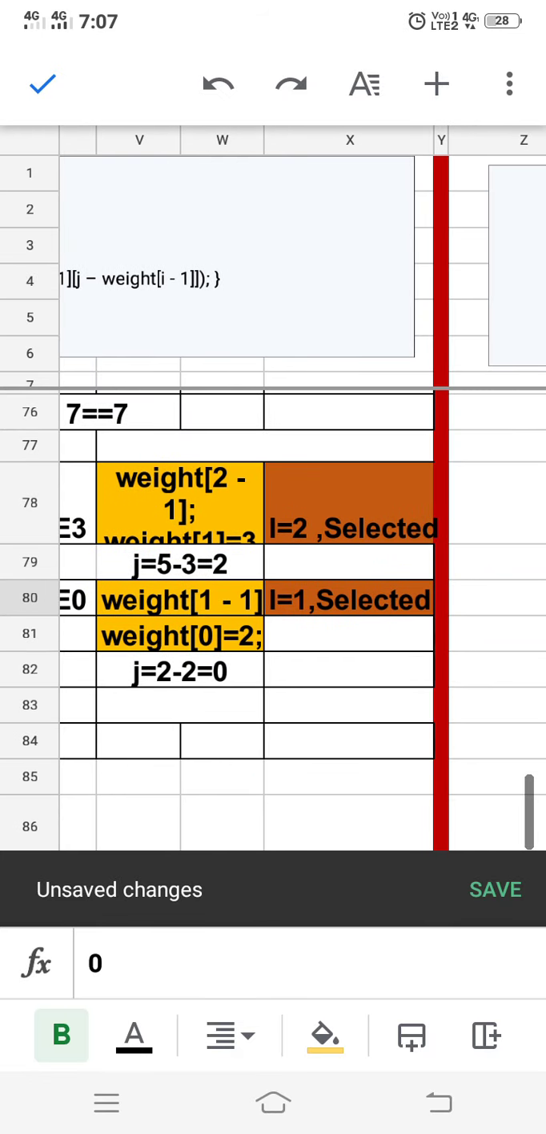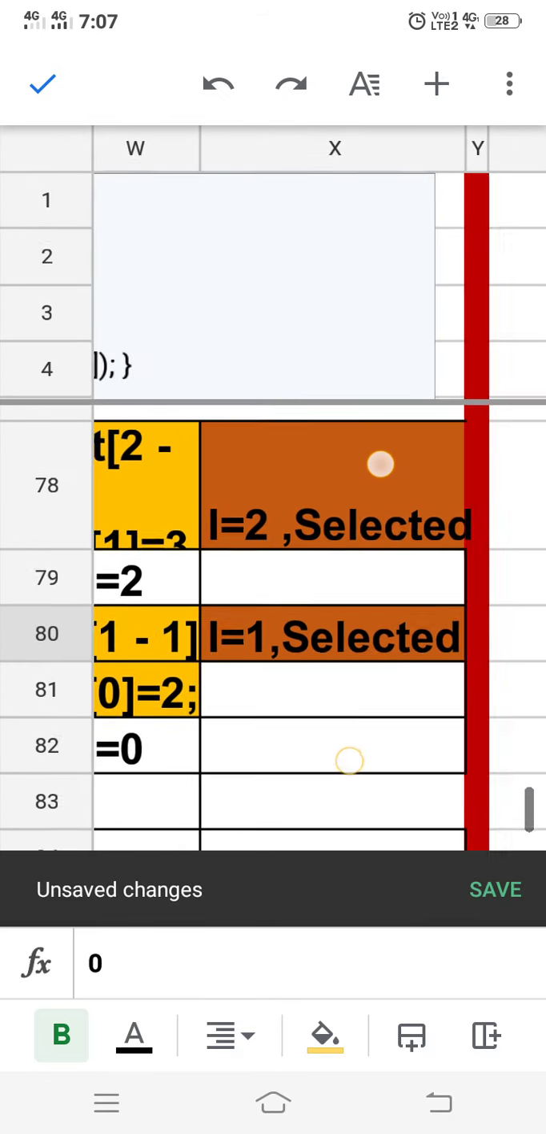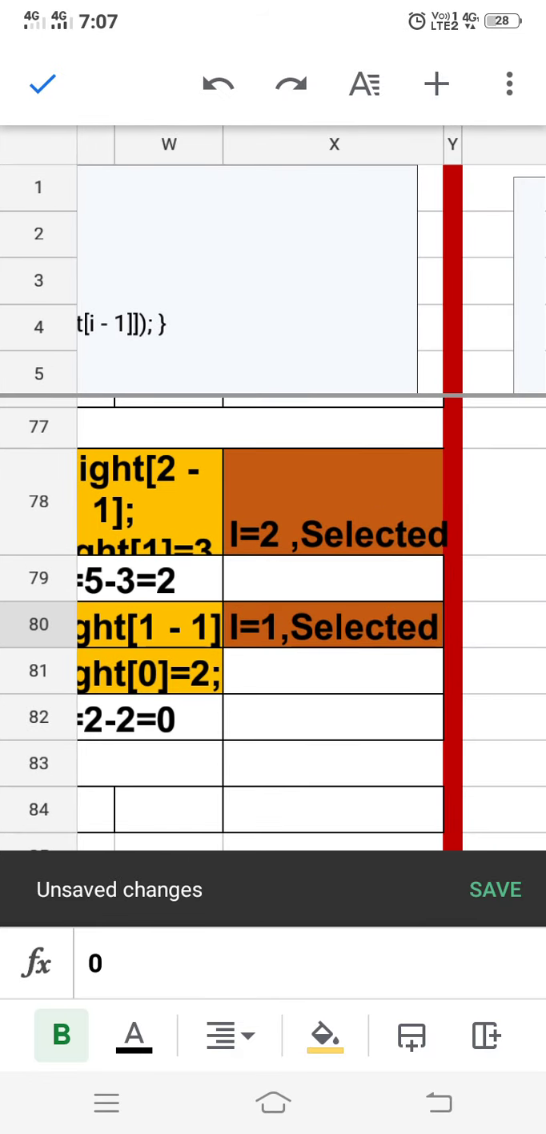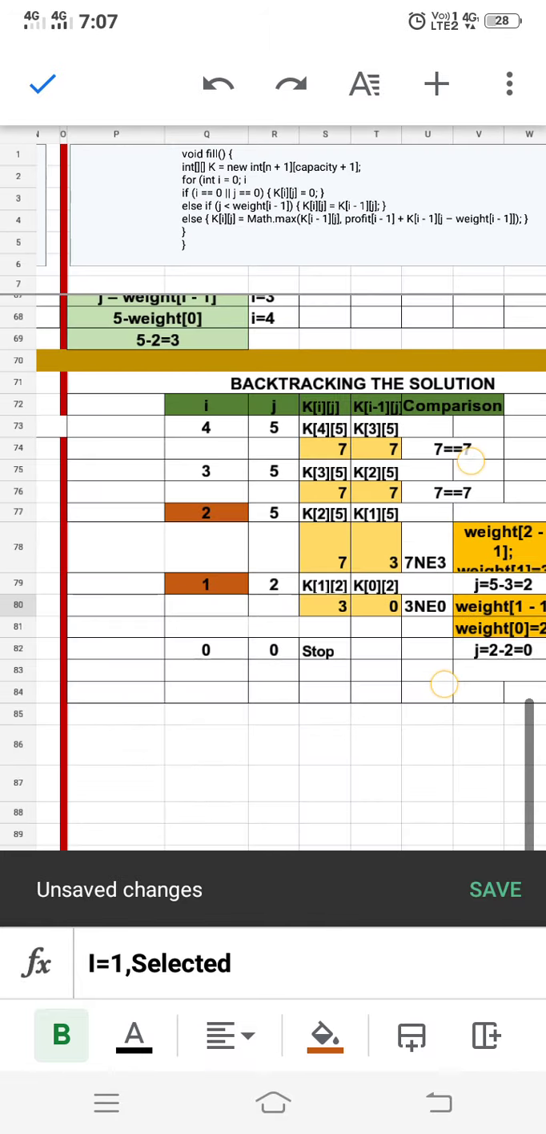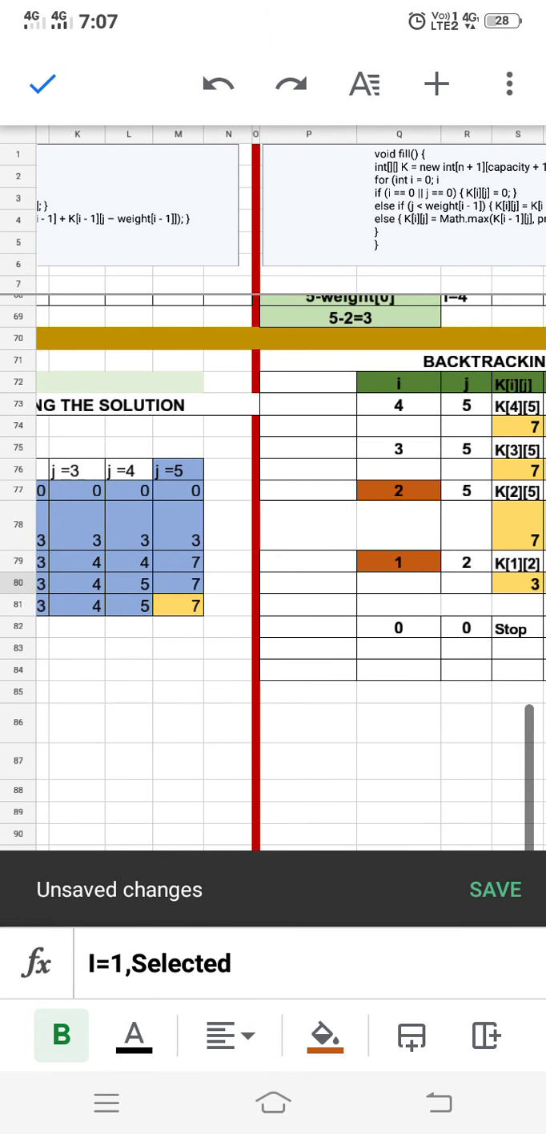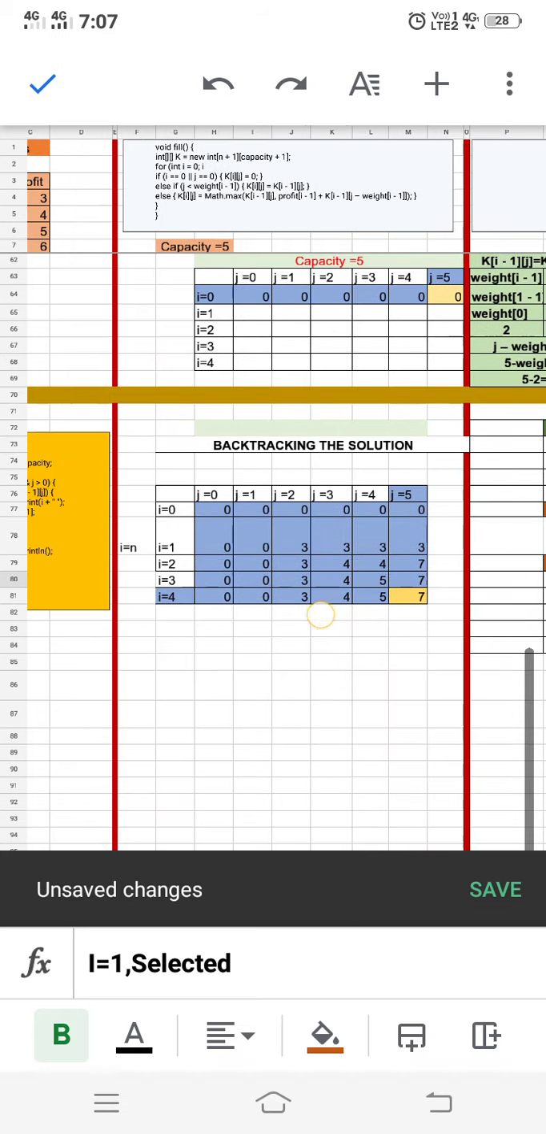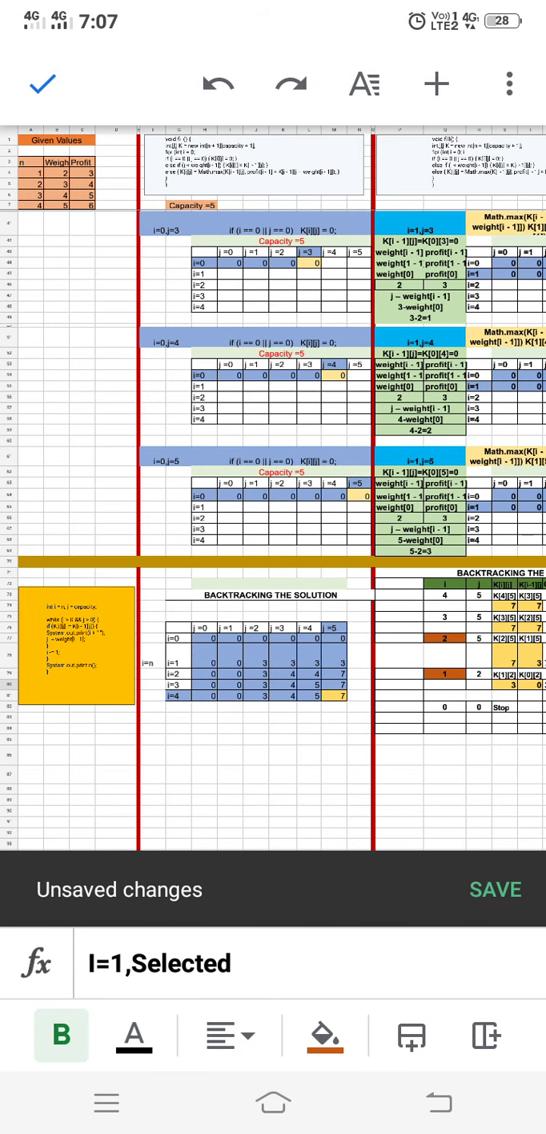So here the items selected are i equal to 2 and i equal to 1 with weights 3 and 2. That is, for i equal to 2 the weight is 3, and for i equal to 1 the weight is 2, totally giving us capacity j equal to 5, and the profit is 3 plus 4, that is 7. So by doing the backtracking we can get the solution. This is the 0/1 knapsack problem using dynamic programming.